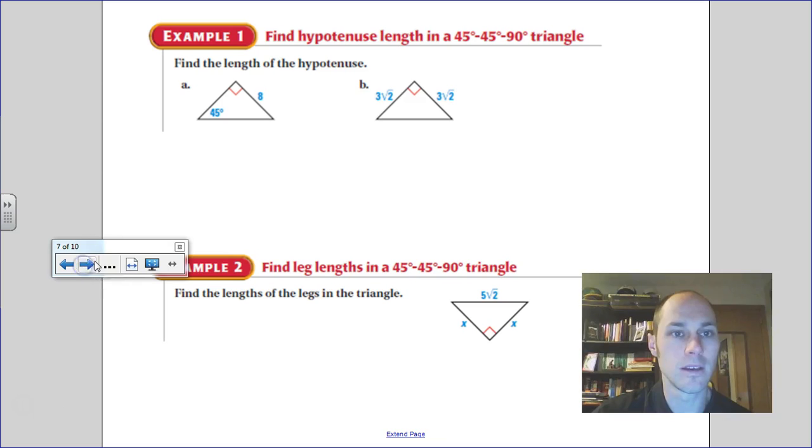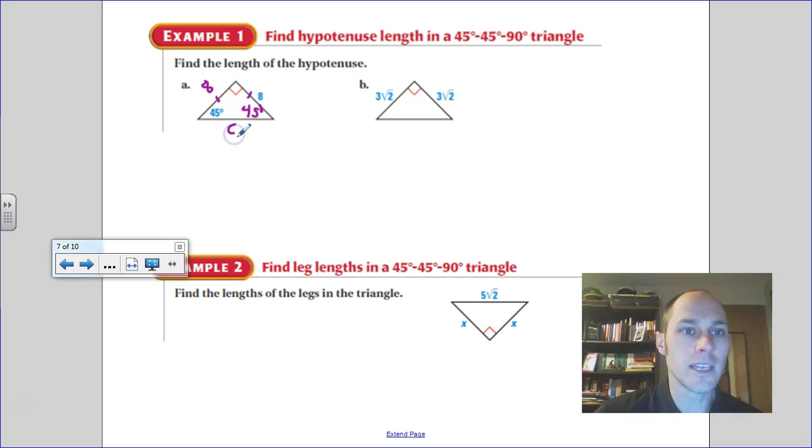So in this right triangle, I have 45 degrees, 90, which would make this 45 degrees as well. Since the two angles are the same, we know that the opposite two sides will be the same, because we learned that with the base angles of an isosceles triangle. So this will also be 8.